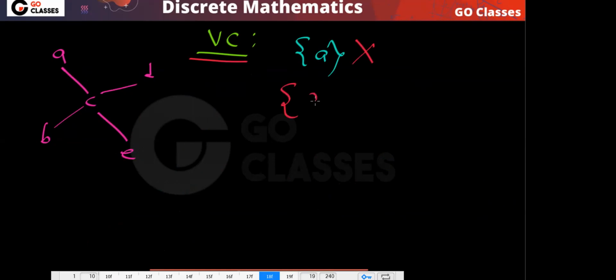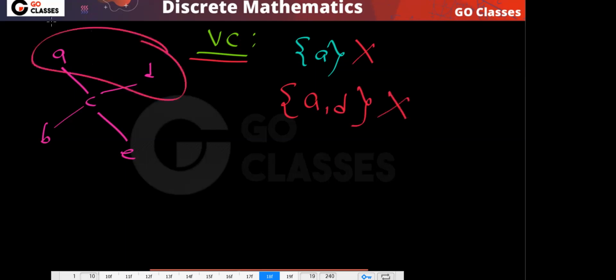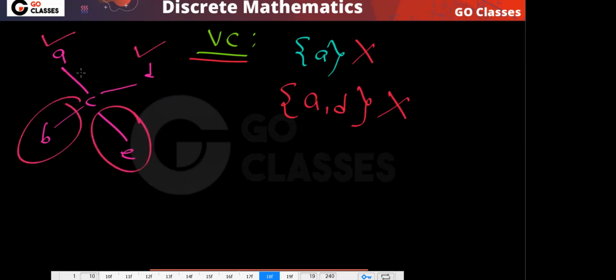Okay, next, tell me A comma D. Is this a vertex cover? This is not a vertex cover because it will not cover all the edges. See A comma D. If you put one security guard here and one here, then these two security guards cannot cover these two galleries. So this is not a vertex cover.